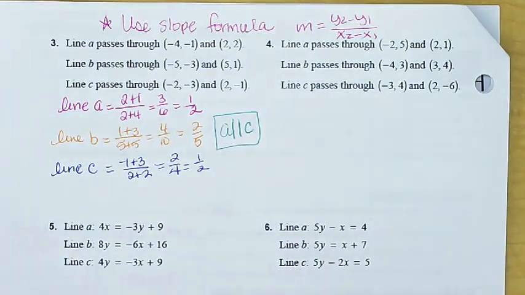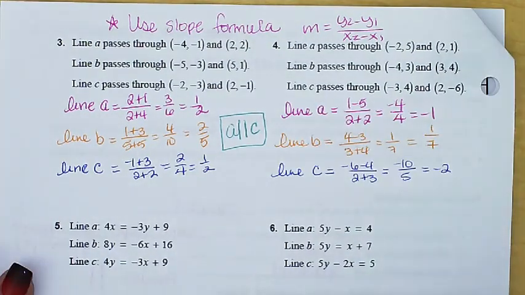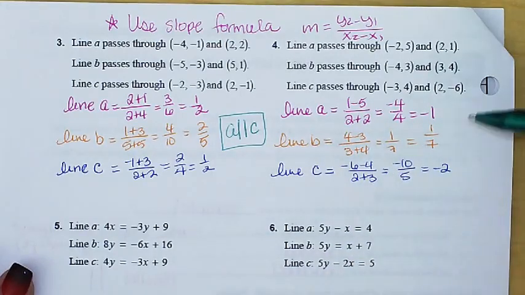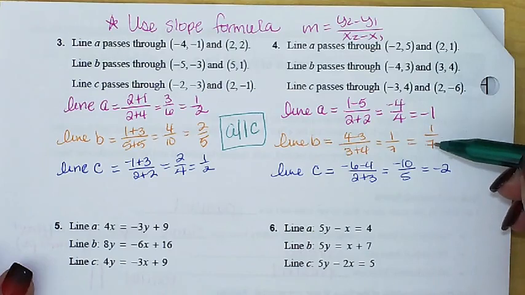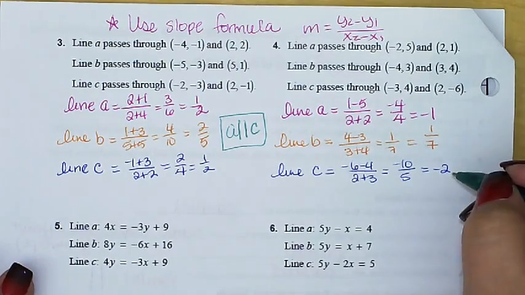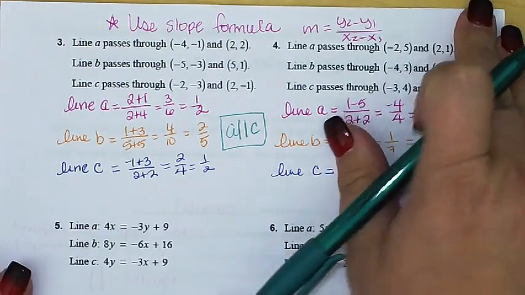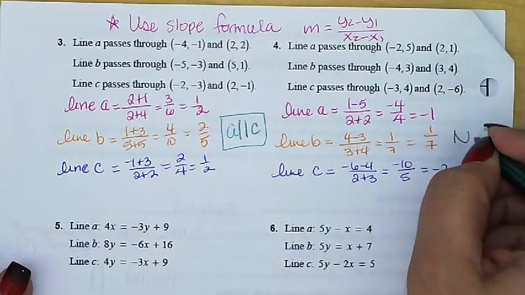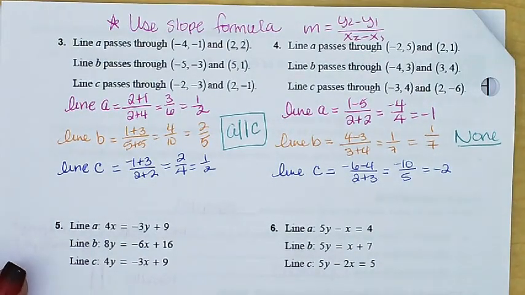Okay, so pause it, try this one on your own, and we'll check it in a moment. So on this one, one line had a slope of -1, the other line had a slope of 1 over 7, and the third line had a slope of -2. None of these were the same slope, so none of these lines are parallel. And that will sometimes happen, right? So none of these guys are parallel.